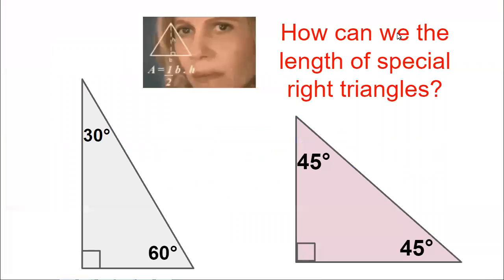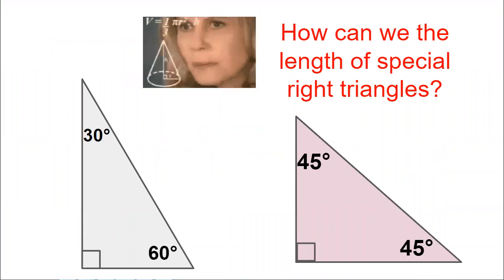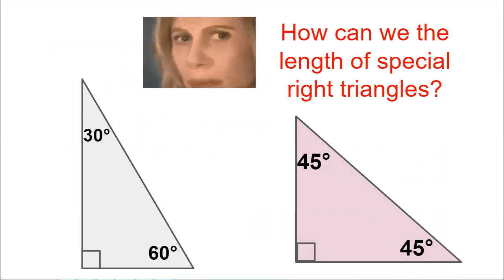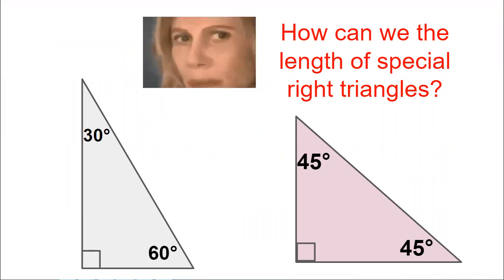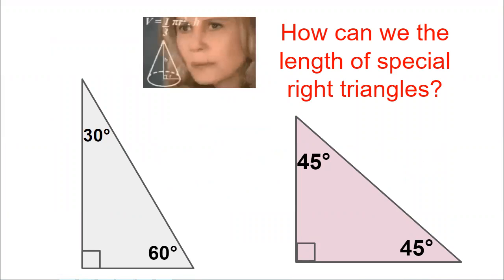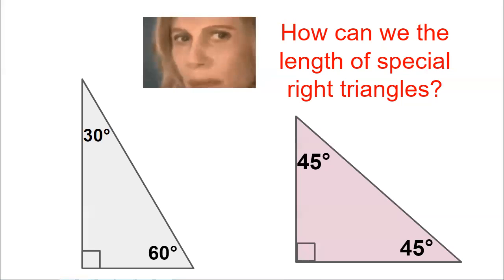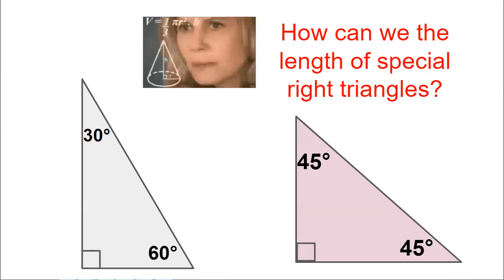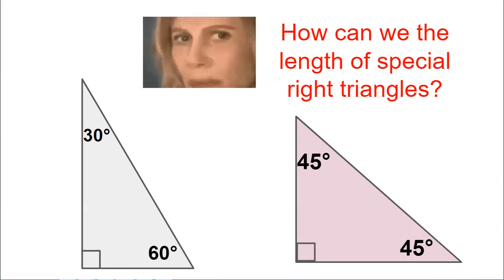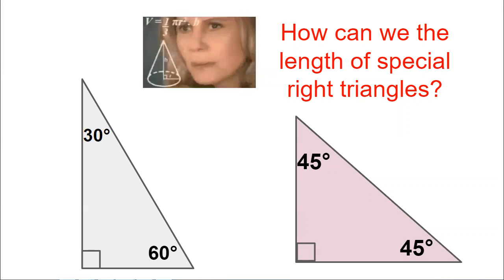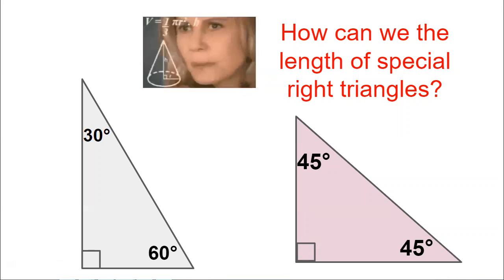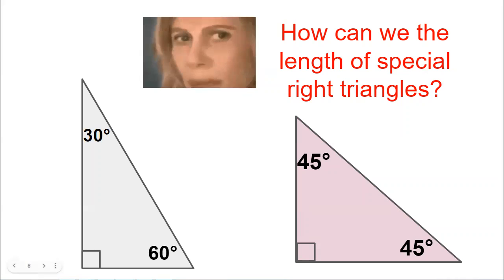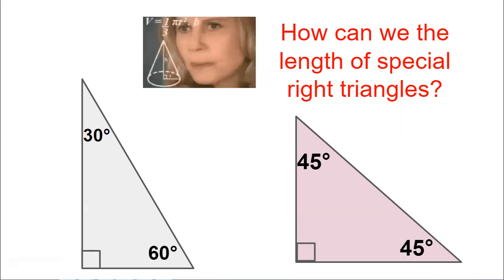So these are our two special right triangles. And we're going to ask ourselves, how can we find the lengths of those sides that are missing or that are not present? The first triangle we're going to see is the 45, 45, 90 triangle. We call it that because its interior angles are 45, 45, and 90. The second one is 30, 60, 90. Today we're going to see this one first.